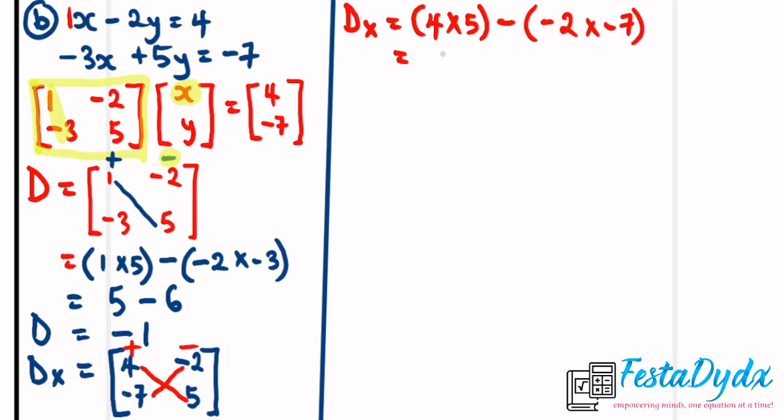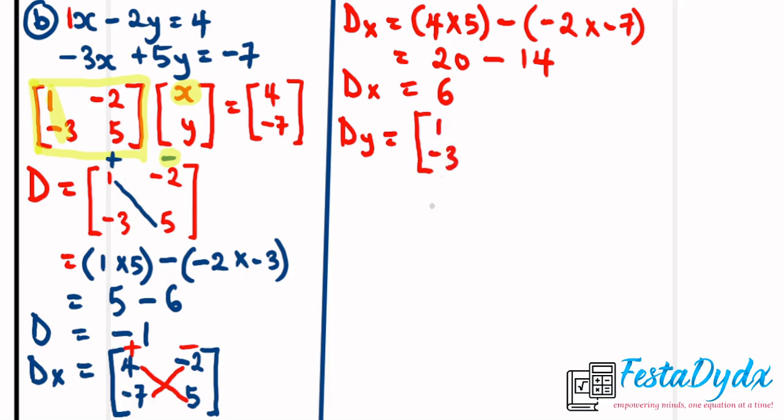Now 4 times 5 is 20 minus, so minus 2 times minus 7 is going to give us a positive 14. Now we have 20 minus 14. Our determinant of the coefficient of x is equal to 6. Now let's move to the determinant of the coefficient of y. So having our matrix, because we are looking for the coefficient of y, the values of x remain the same, which is 1 and minus 3.